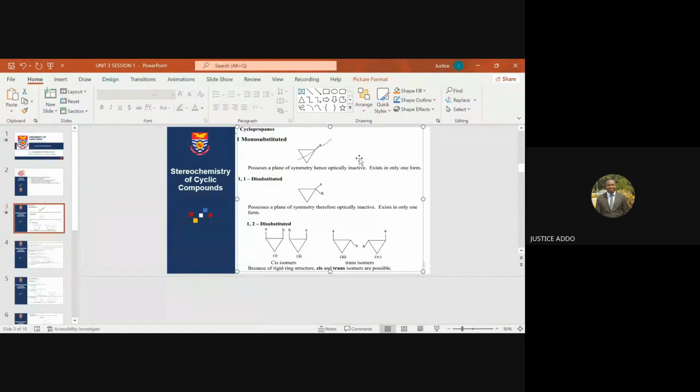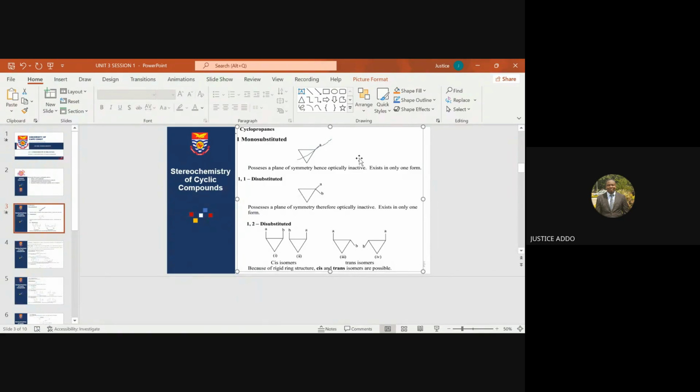It is when the compound exists as optically active that it can exist in different forms, of which you can then calculate the number of different forms. So if you are asked to describe the stereochemistry of a monosubstituted cyclopropane, then you should know straight away that such molecules will possess a plane of symmetry, and hence they are optically inactive. And because they are optically inactive, it means they will exist in only one form.